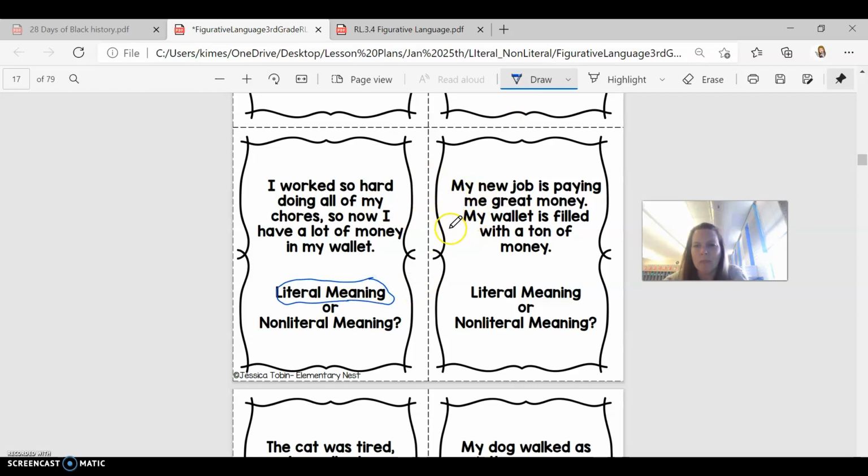Let's go to the next one. My new job is paying me great money. My wallet is filled with a ton of money. Now, a ton is how we measure weight, okay? So like an elephant weighs more than a ton. So do you think your wallet could be filled with a ton of money? Or are they exaggerating? So is it literal or non-literal? Did you say non-literal? Because you are right. Good job, guys. All right, let's try one more, and then you're going to try some.